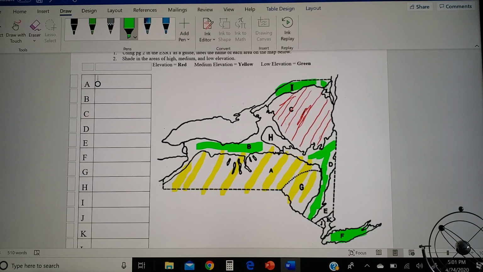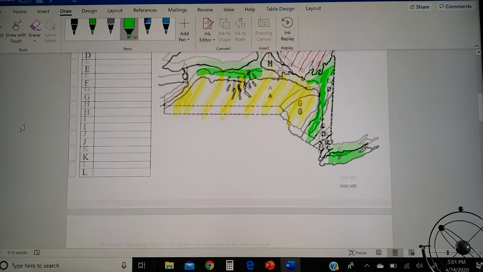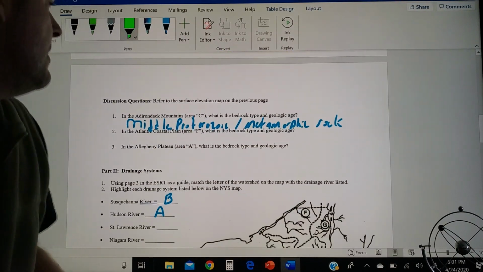Okay. Go down to the next page here. I did that one for you.